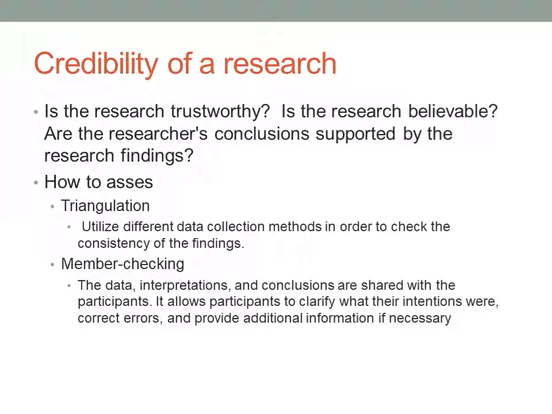So if you find a relationship between one variable and another, you have to prove to the reader that this relationship is true using two independent methods, and that is called triangulation. Using different data collection methods in order to check the consistency of the finding, you get triangulation.